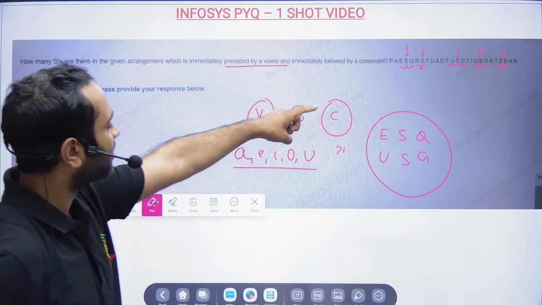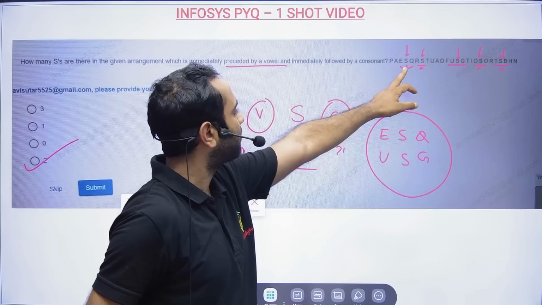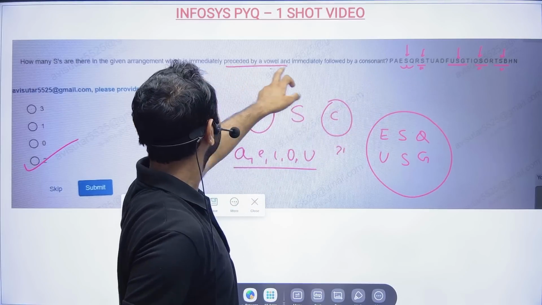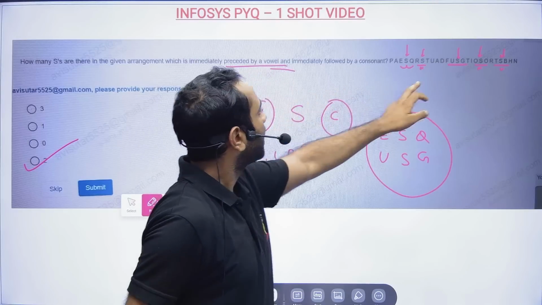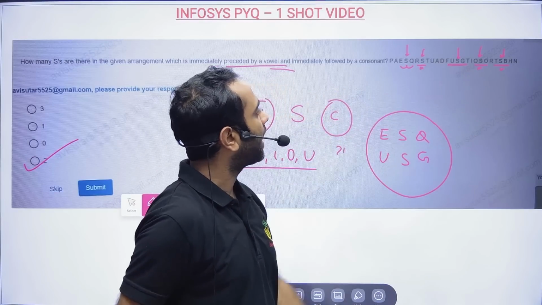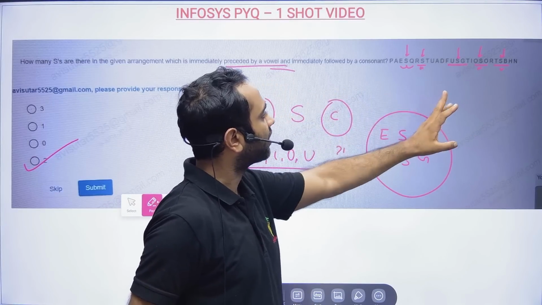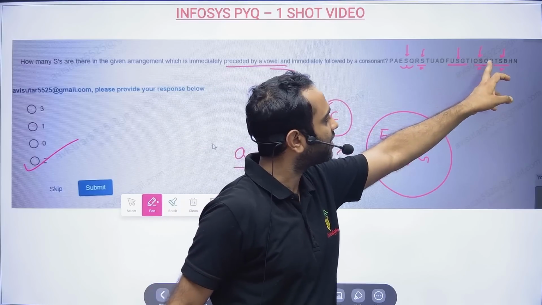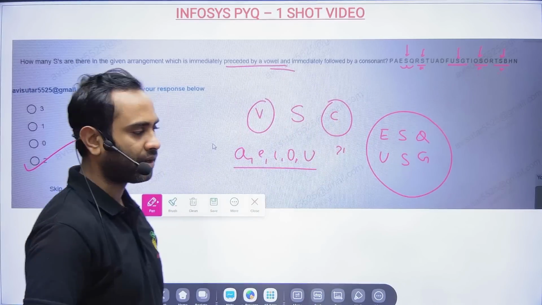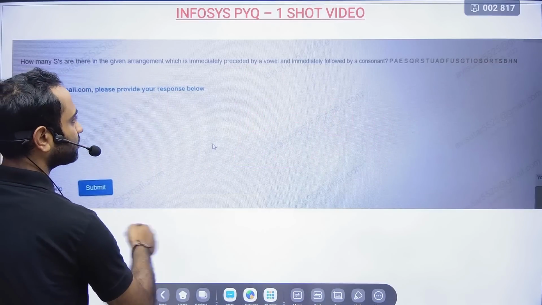So the first S is preceded by a vowel and followed by a consonant. Okay, vowel and consonant. And this S is preceded by a vowel and followed by a consonant. This is preceded and followed by vowels. This is preceded and followed by consonants. So the answer will be 2.